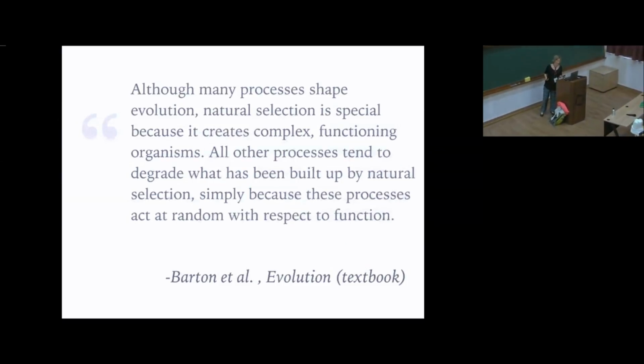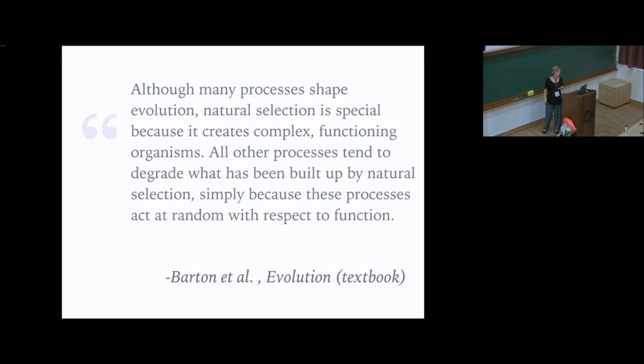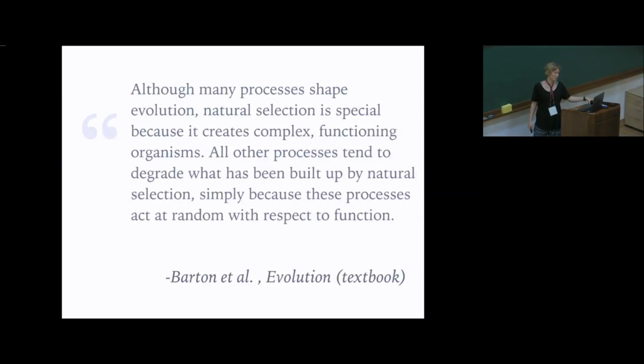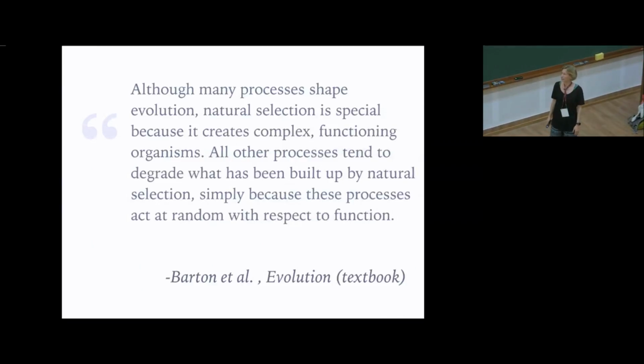Okay, so I just have here one quote about one reason why selection could be the one. It says, although many processes shape evolution, natural selection is special because it creates complex functioning organisms. All other processes tend to degrade what has been built up by natural selection simply because these processes act at random with respect to function. And I think that's an interesting aspect also, because all the other things somehow build a mess, and then natural selection acts to sometimes direct things into a functional way. And while I don't necessarily agree that selection is my favorite force, I do think that it somehow stands out, and that's phrased quite nicely here.